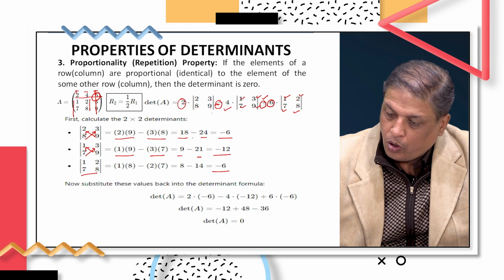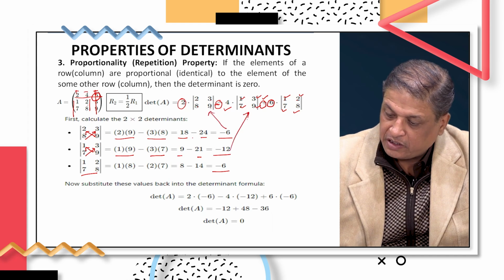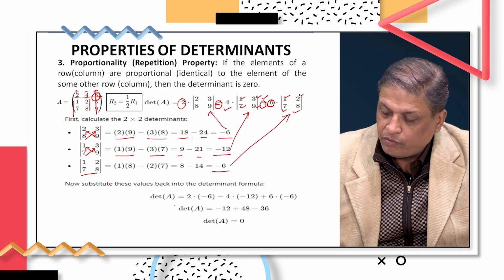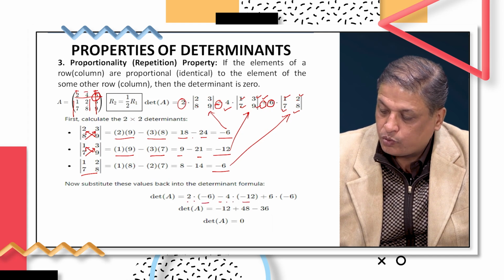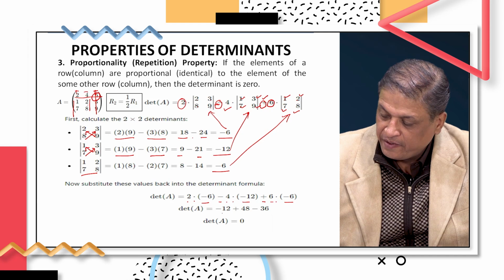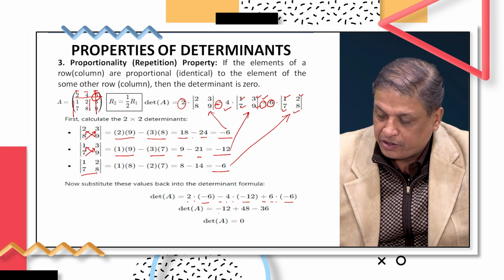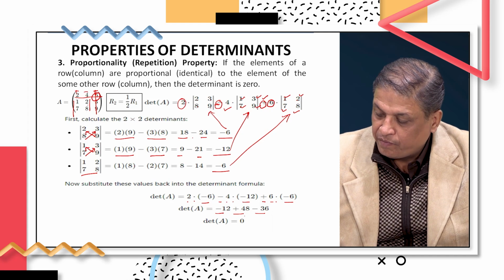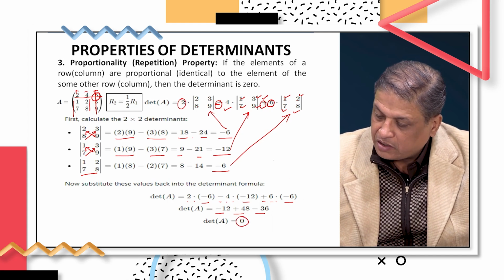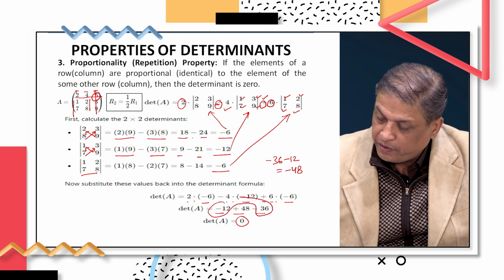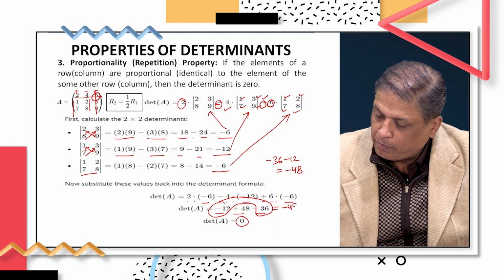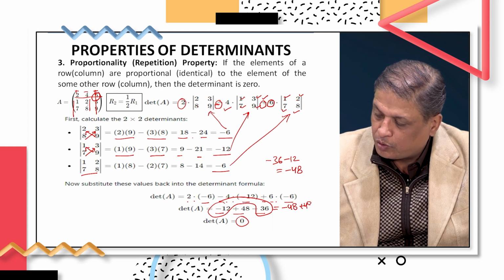Now, if we put all these values at their respective positions, then what are we going to get? 2 into minus 6 minus 4 into minus 12 plus 6 into minus 6. If we evaluate the entire value, it turns out to be minus 12 plus 48 minus 36, which results in 0, because minus 36 minus 12 is equal to minus 48, and minus 48 plus 48 is equal to 0.